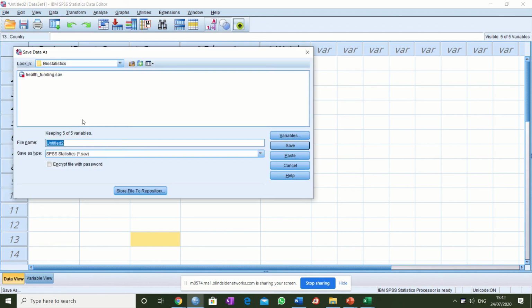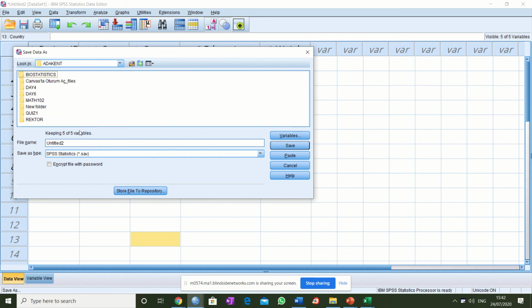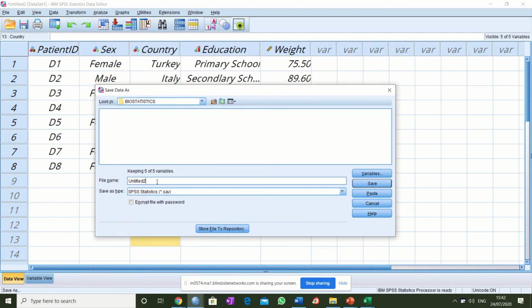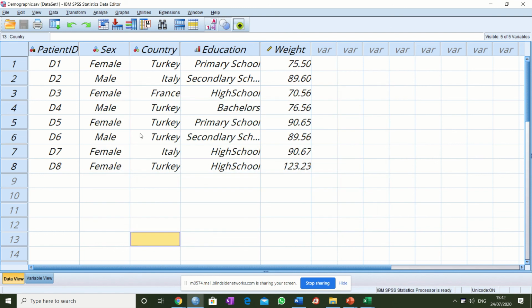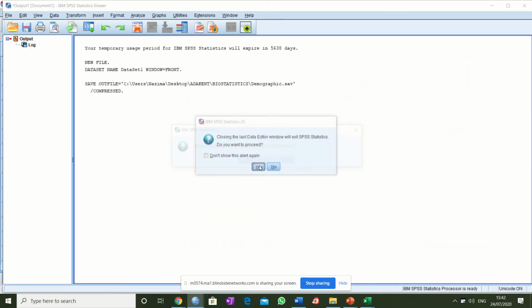I say save as. I am going to choose a folder here and write the name: demographic information. These are, by the way, demographic information. I save it as one demographic file. Now I close it.